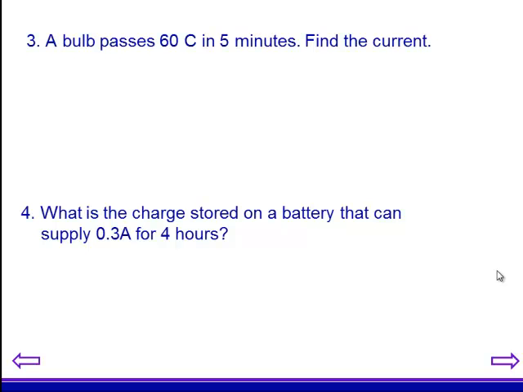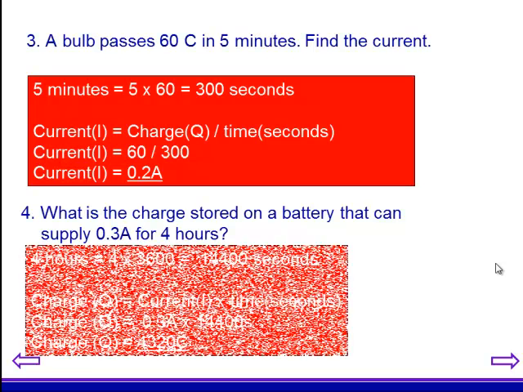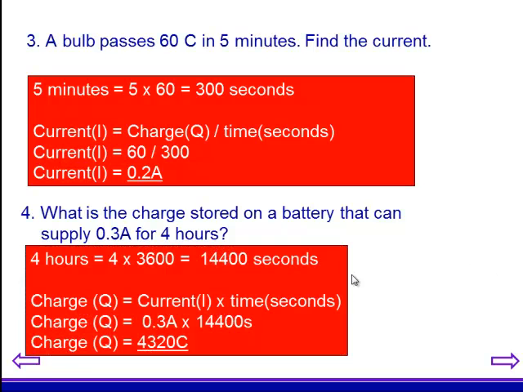Okay, now you've completed those questions. The current is going to be 0.2 amps, and the charge that has passed by is 4,320 coulombs. Okay. So there are some calculations joining up time, charge, and current.